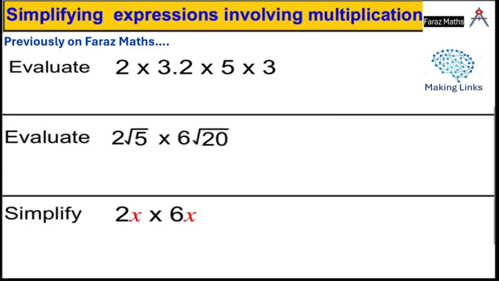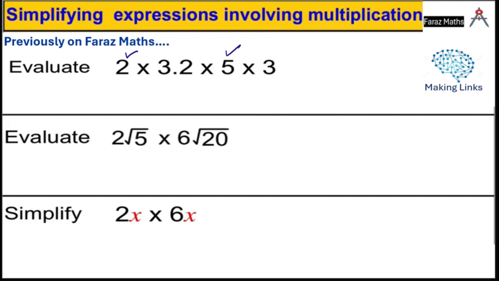Previously we learned that because multiplication is commutative and associative, I can multiply 2 with 5 first, and then multiply its answer with the decimal number 3.2, and then multiply its answer with 3. To make calculation easier, we do this. It doesn't matter whether you multiply 2 with 3 or 2 with 5 or 2 with 3.2. In each sequence you will get the same answer. But why am I multiplying 2 with 5?